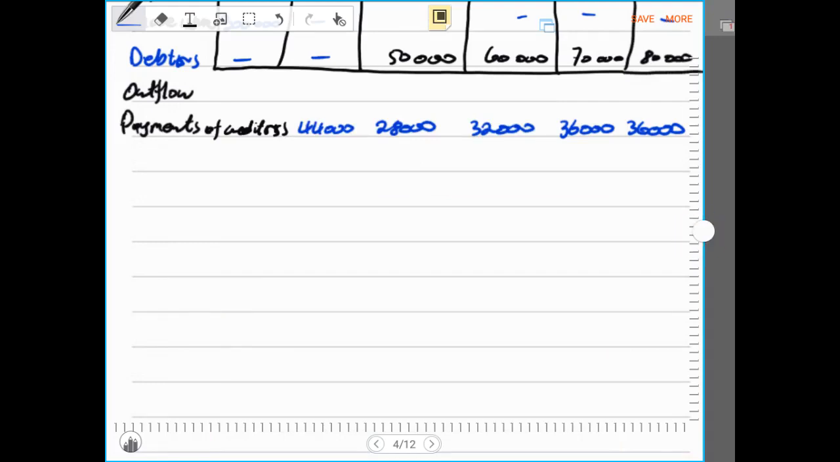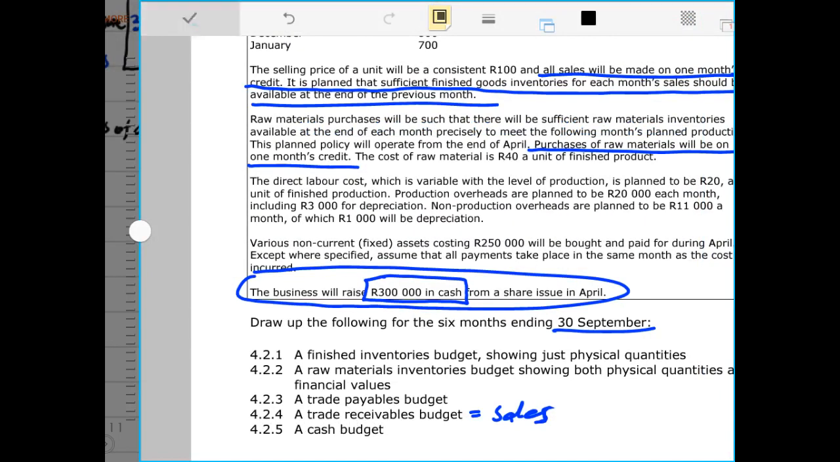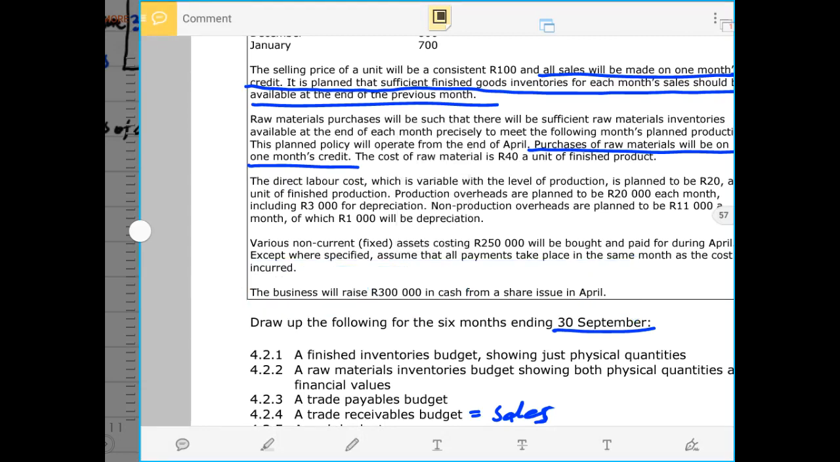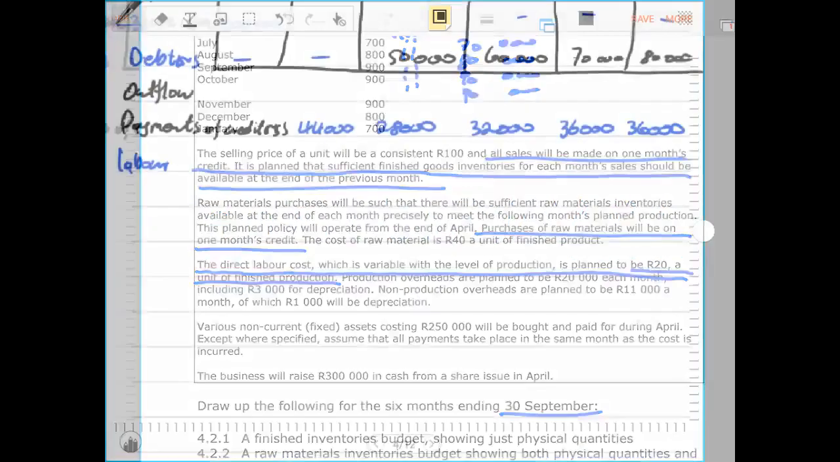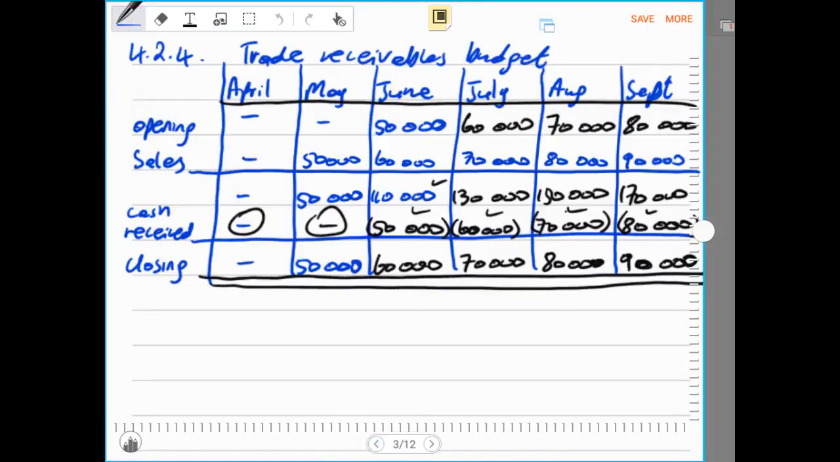Now we record other expenses that were accounted for. I think there was also labor cost that was incurred, based on the finished products. They told us that the direct labor cost, which varies with the level of production, is planned at 20 Rand per unit of a finished product. So now we need to go to our finished units, to our production budget, the first budget we dealt with.